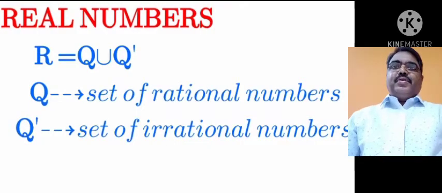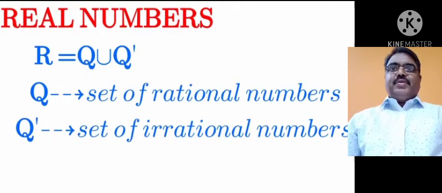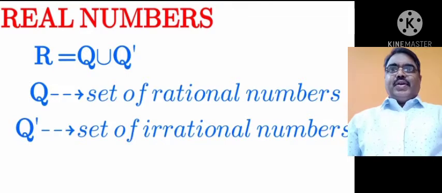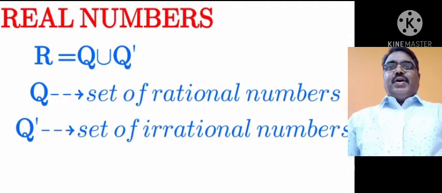Students, we have learnt already in the previous classes that the real number set is a union of Q and Q dash, where Q is the set of rational numbers and Q dash is the set of irrational numbers. Let us discuss once again briefly. The numbers that can be written in the form of p by q are called rational numbers, and the numbers that cannot be written in the form of p by q are called irrational numbers.